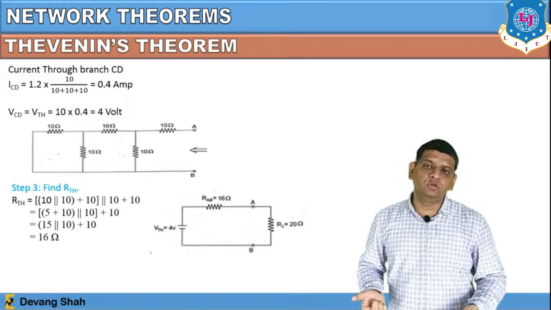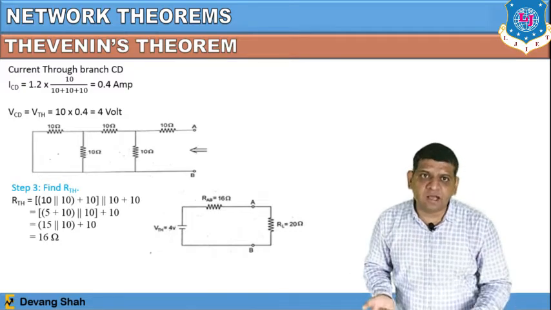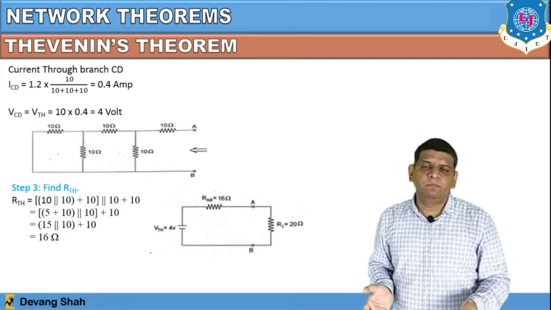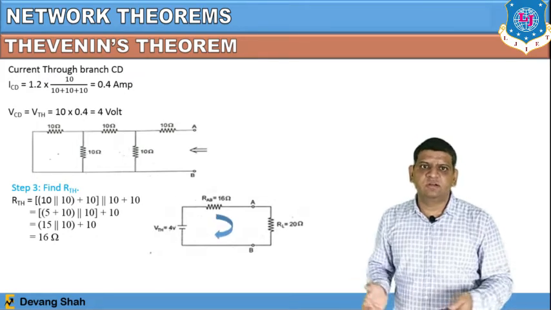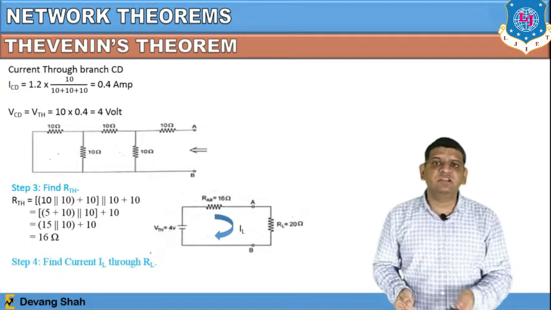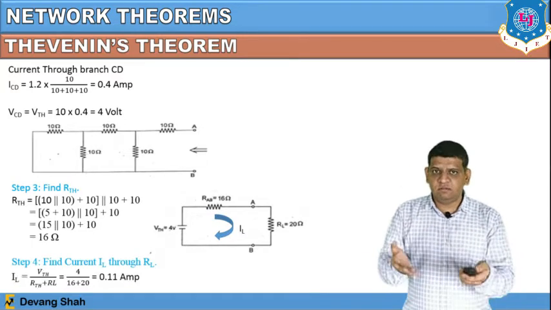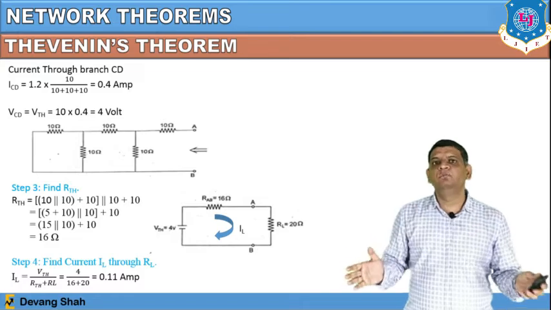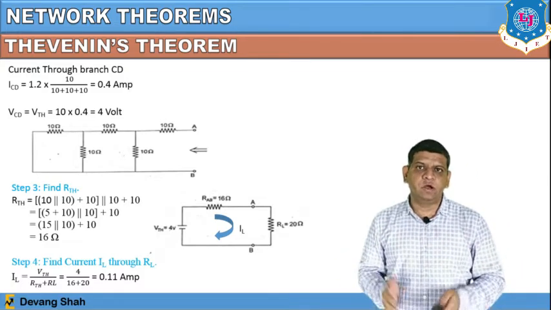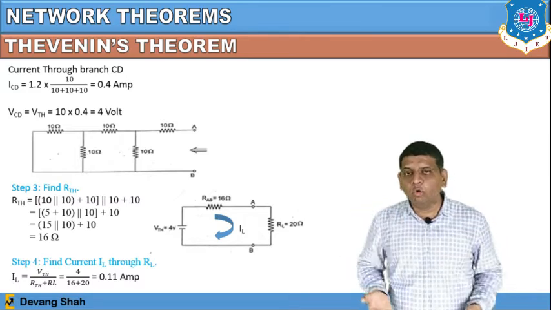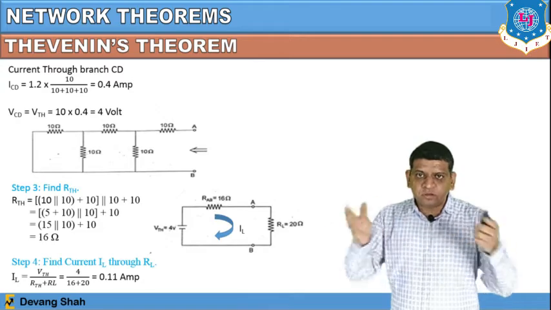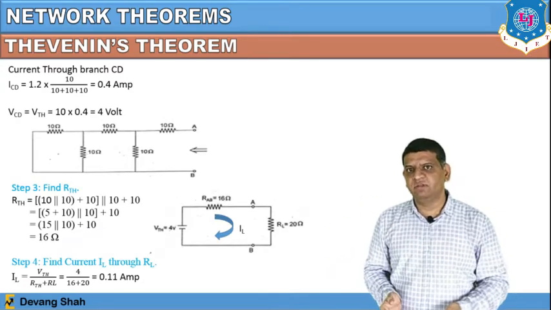Now you use step number 4, which is you now connect the RL. Once you connect the RL, you can easily find the load current IL using this equation: IL is equal to VTH divided by RTH plus RL. The current which is passing through the 20 ohm resistance is 0.11 ampere. By this way you can apply all these steps 1 to 4, and you can solve any given network using Thevenin's theorem, right?